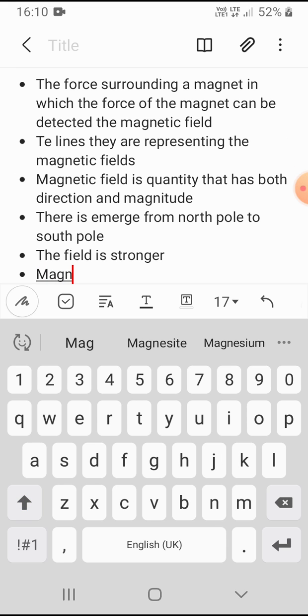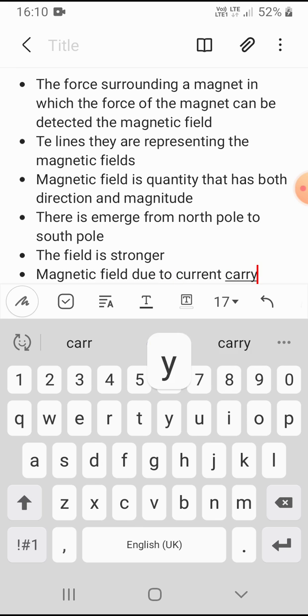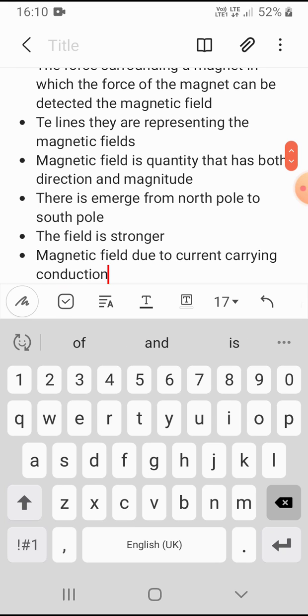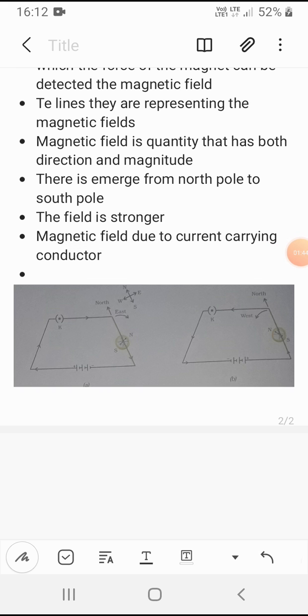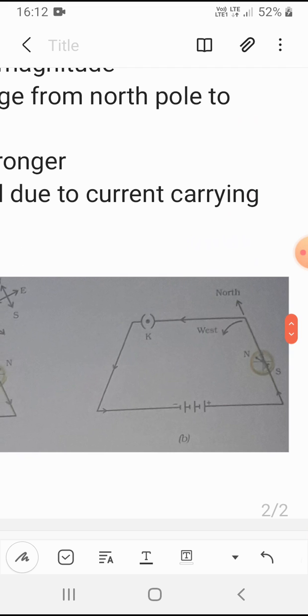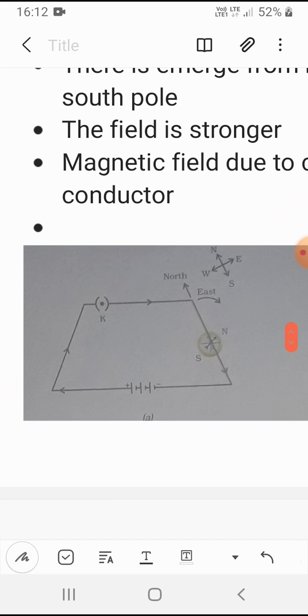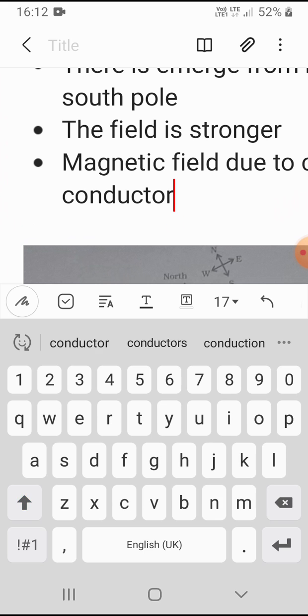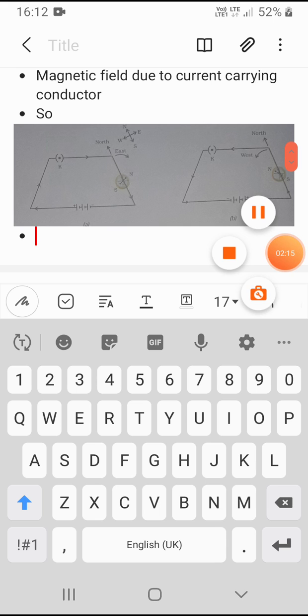Next is the magnetic field due to a current carrying conductor. This is a simple circuit in which a straight copper wire is placed parallel to and over a compass needle, and the deflection of the needle becomes opposite when the direction of the current is reversed. You may see here it was from north to south, and now it becomes south to north. This is because the direction of the current is changed, so it also changed.